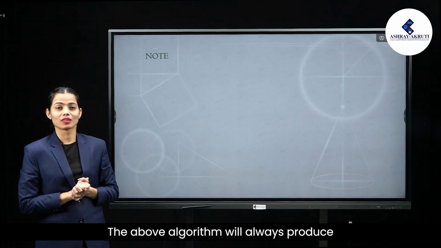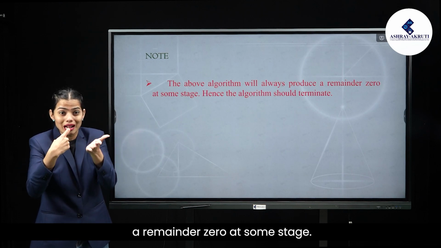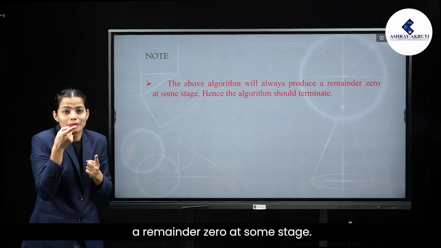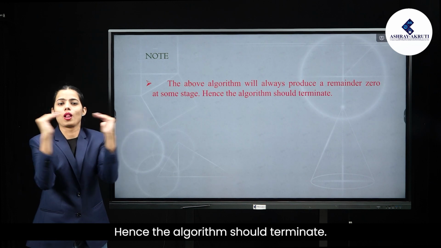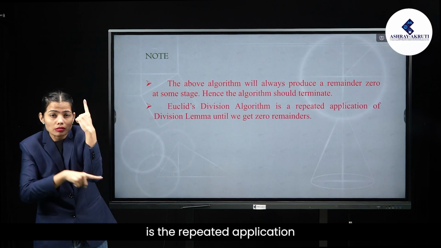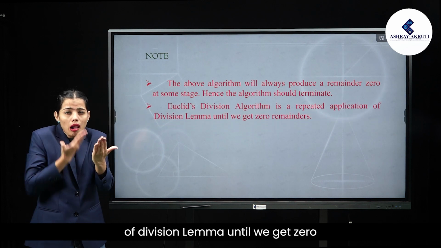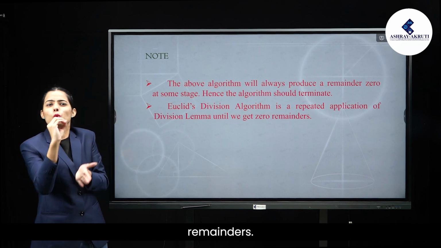Note, the above algorithm will always produce a remainder 0 at some stage. Hence, the algorithm should terminate. Euclid's division algorithm is a repeated application of division lemma until we get zero remainders.